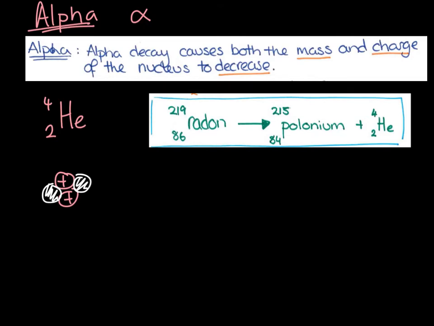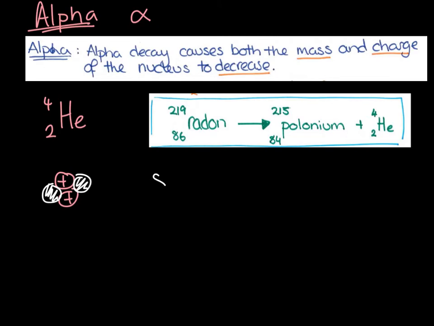Now if we have a look at this equation here, what it's telling us is that an unstable radon nucleus with 86 protons and 219 protons and neutrons decays and turns into a polonium nucleus with 84 protons and 215 protons and neutrons, and an alpha particle with 2 protons and 4 protons and neutrons. Now the really important thing is that these numbers on the top all balance and that these numbers on the bottom all balance. So let me show you what we mean.